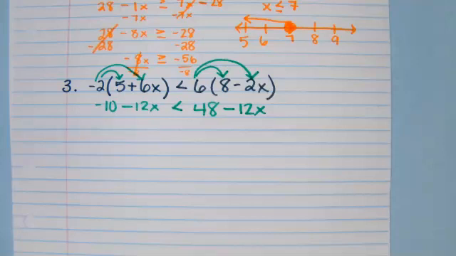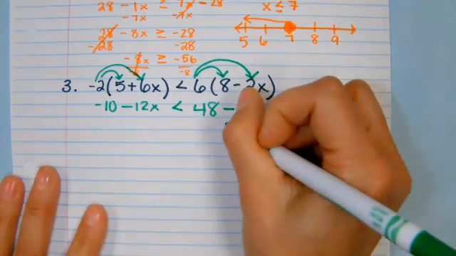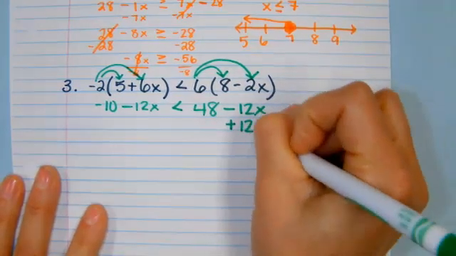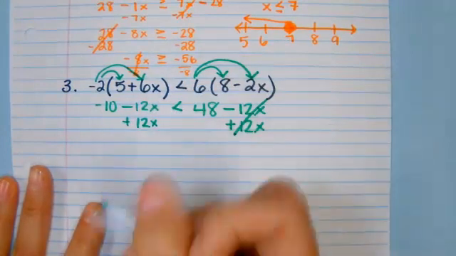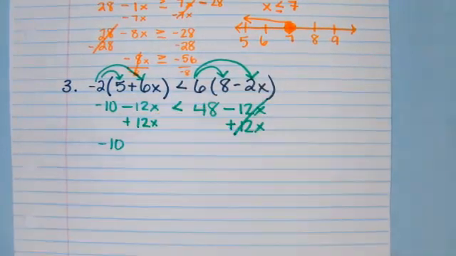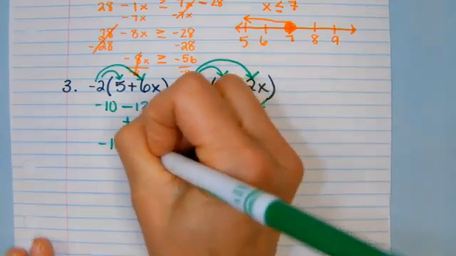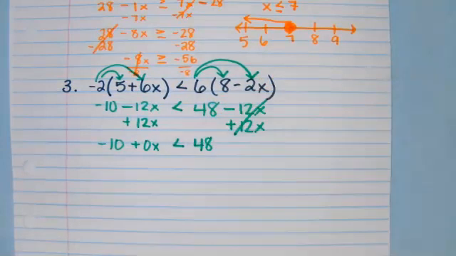Okay. Am I going to add like terms or cancel? Cancel. Okay, so I'm going to cancel minus 12x here by adding it. And if I add it over here, it's 0. So I get negative 10. And it doesn't matter if I put plus 0x or minus 0x. It doesn't matter because we have 0, right? Is less than 48.